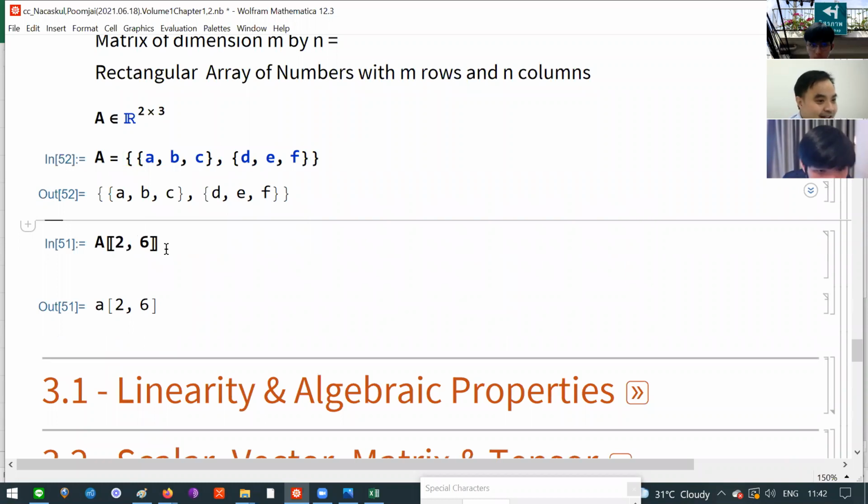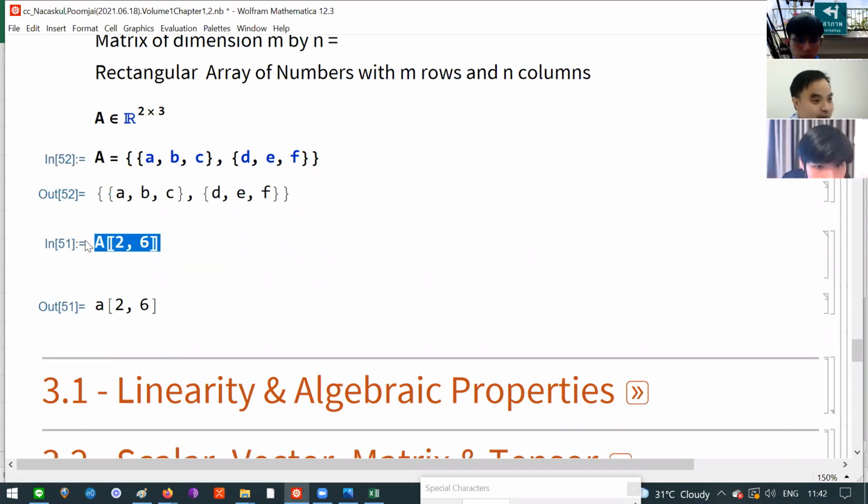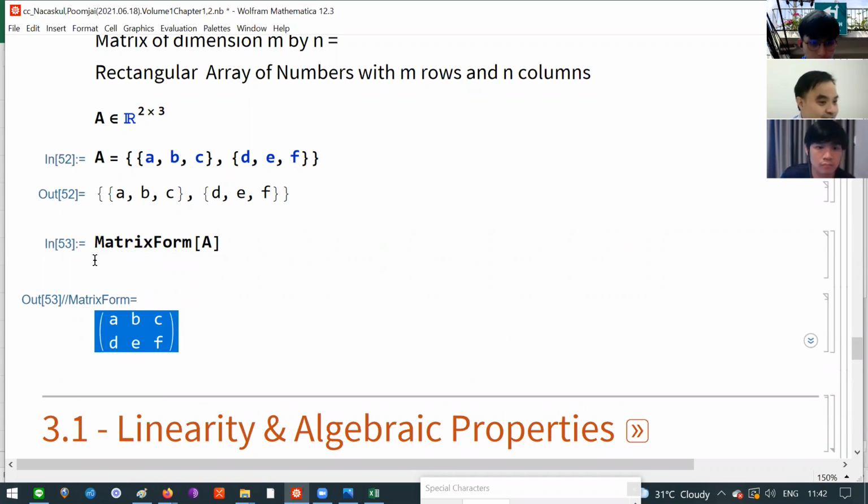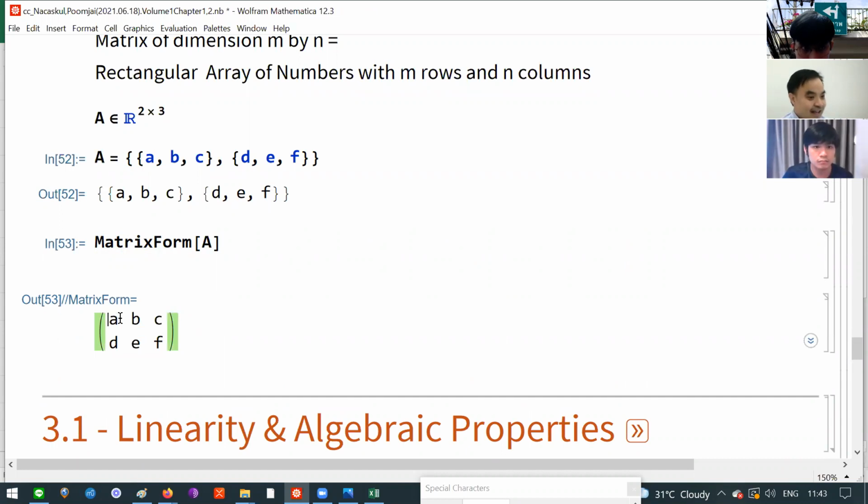Okay. Again, it doesn't look nice, so let's put it in the right format. Matrix form of A. Now you only do this because you want to typeset, you know, you want to show the picture. Okay, but when you do calculation, you just work with A. You don't work with this. See, A, B, C, D, E, F.